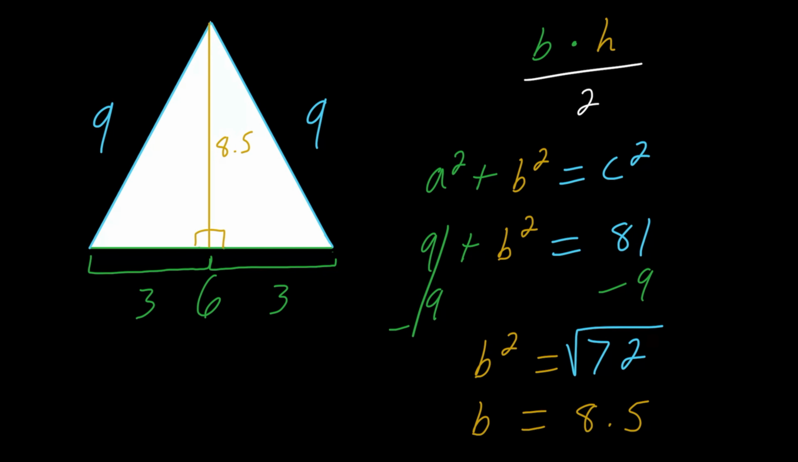So now let's go back to our formula to find the area. Right over here we see the base times our height divided by 2. So our base is going to be this 6 right over here. So 6 times our height, which is 8.5. And we're going to divide it all by 2. Now what is 6 times 8.5? That is going to equal 51. Now divide 51 by 2, and that's going to give us 25.5.